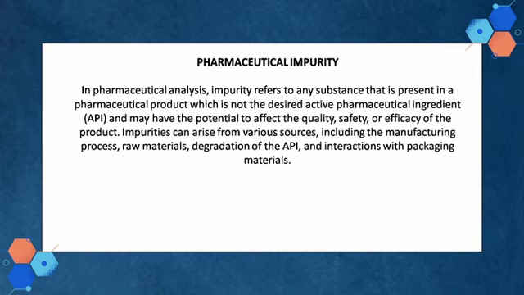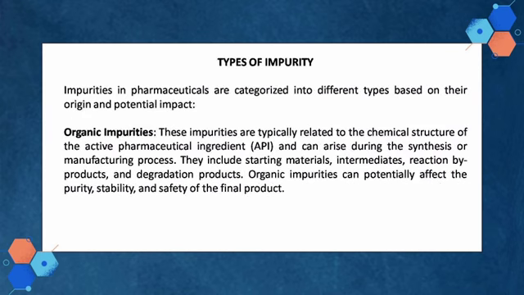Impurities can arise from various sources, including the manufacturing process, raw materials, degradation of the API, and interactions with packaging materials. Next is types of impurity. Impurities in pharmaceuticals are categorized into different types based on their origin and potential impact.